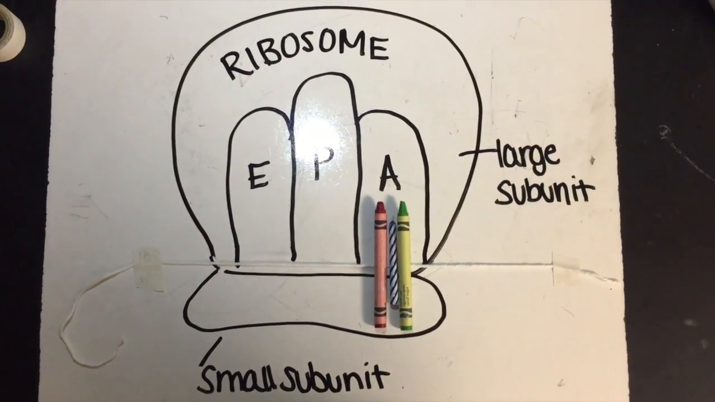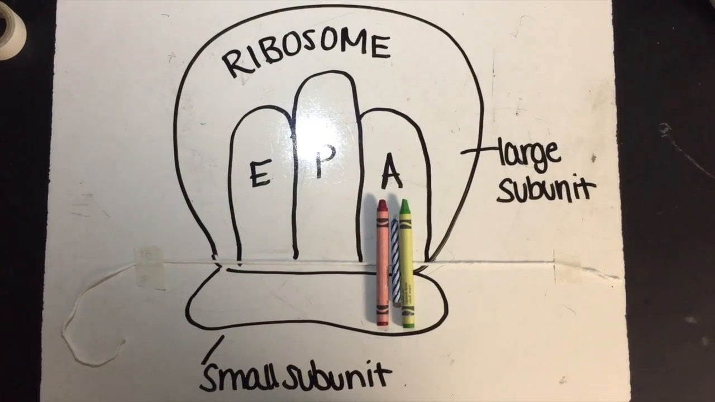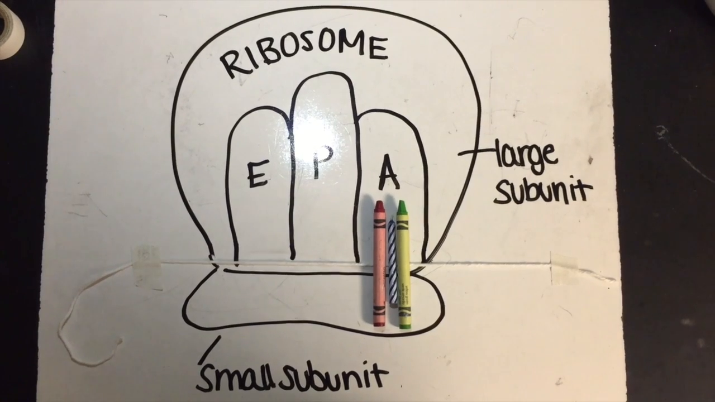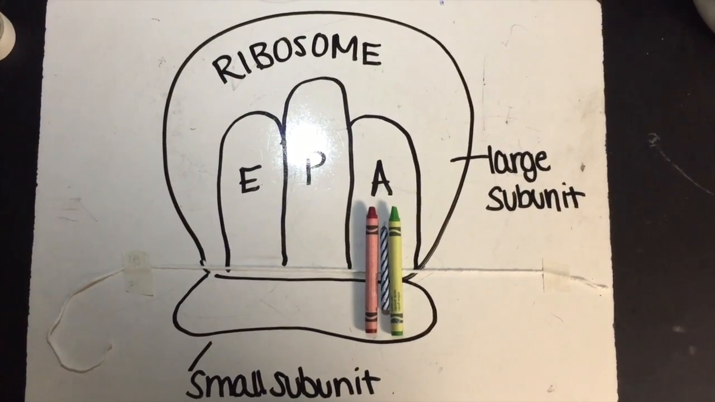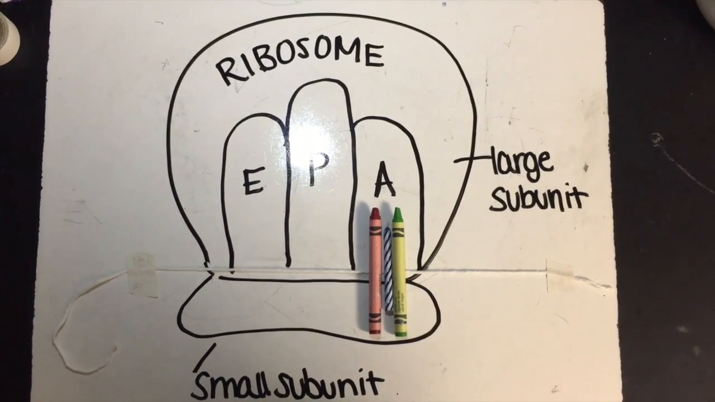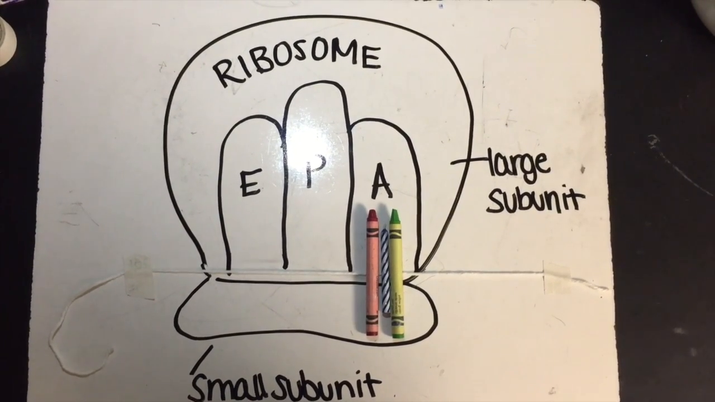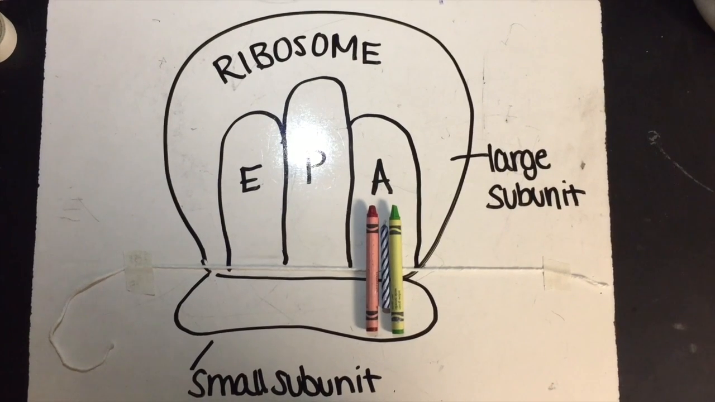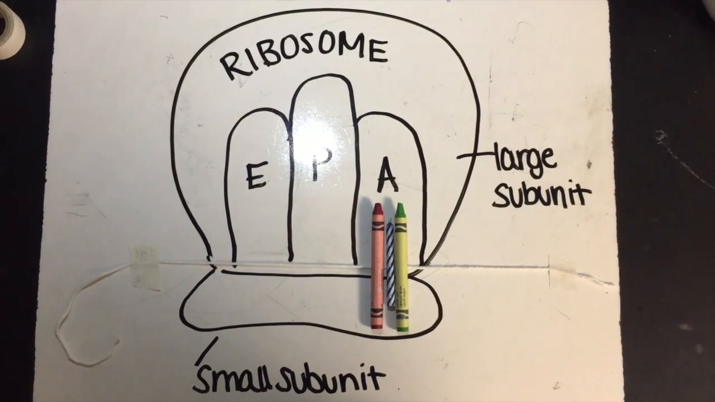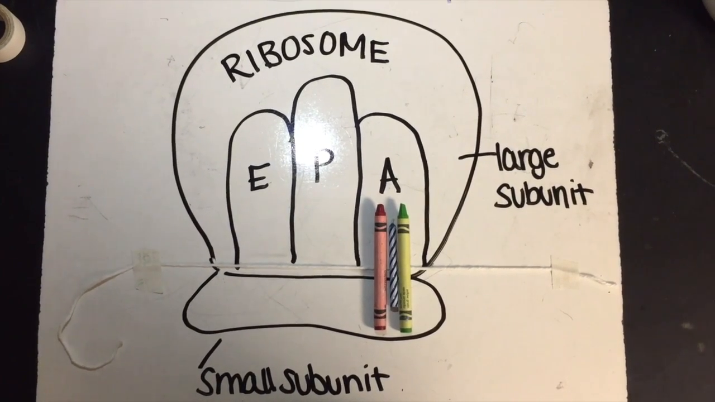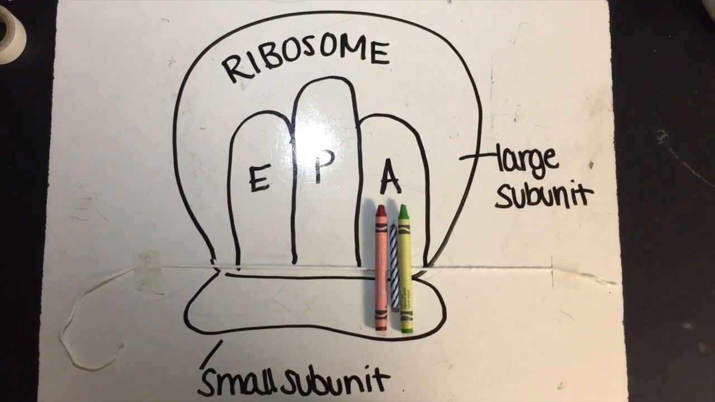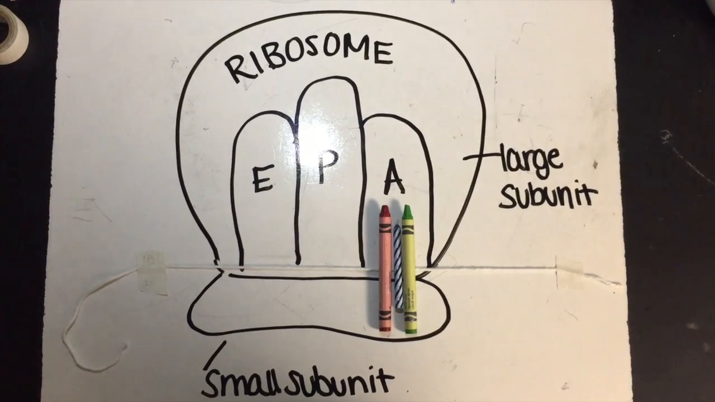In the ribosome, there are 3 binding sites, the A, P, and E sites. The A site holds the tRNA bringing the next amino acid to the polypeptide chain. The P site holds the tRNA carrying the growing polypeptide chain, where the E site is the exit site. So the tRNA that has already dropped off its amino acid can leave the ribosome from there.